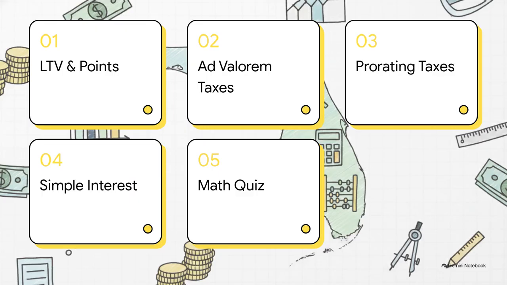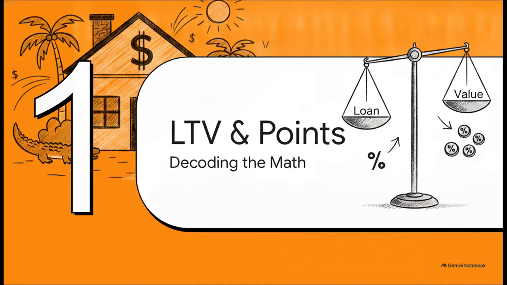Okay, here's our roadmap for today. First, decoding LTV and points. Second, calculating ad valorem taxes. Third, prorating taxes at closing. Fourth, simple interest calculations. And finally, a real estate math quiz to test your skills. All right, let's jump right into Section 1, decoding LTV and points.